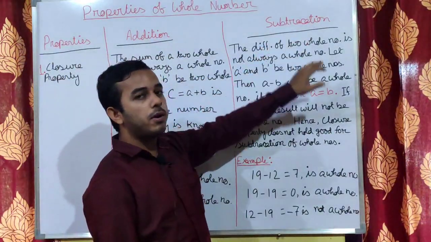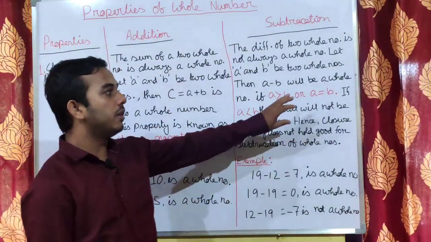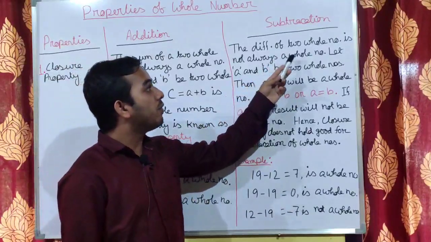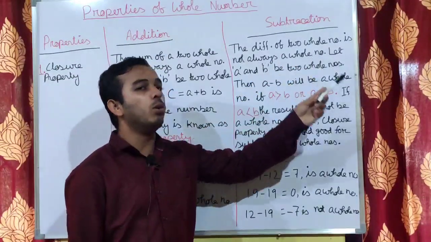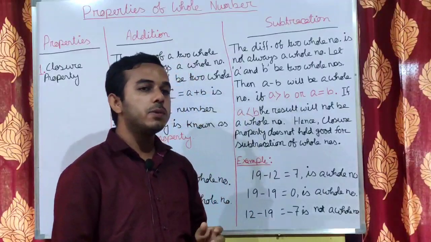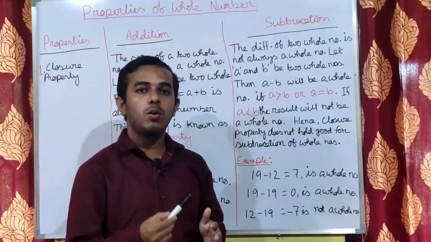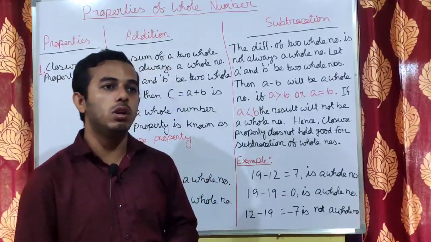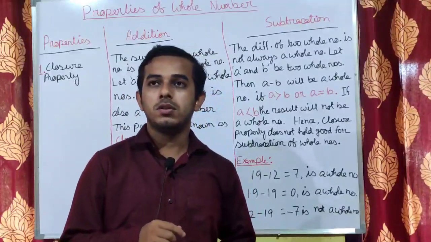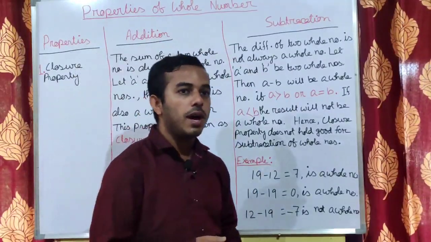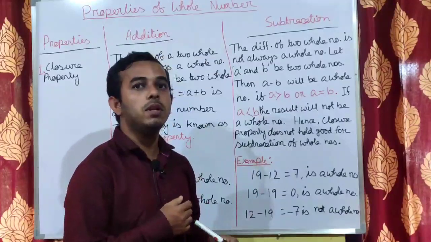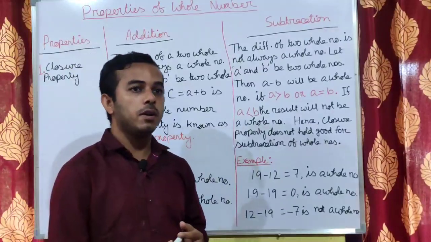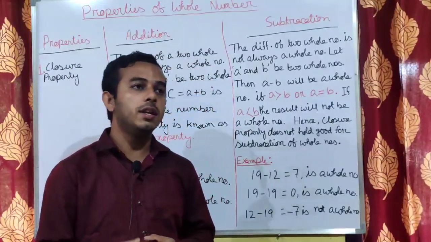Now, closure property of subtraction. Look here, this is a bit different from addition. Here the difference of two whole numbers is not always a whole number. Difference means subtract. When we subtract a whole number from another whole number, the result is not always a whole number. It may be another type of number also. It may be a whole number, but it may also be a negative number.